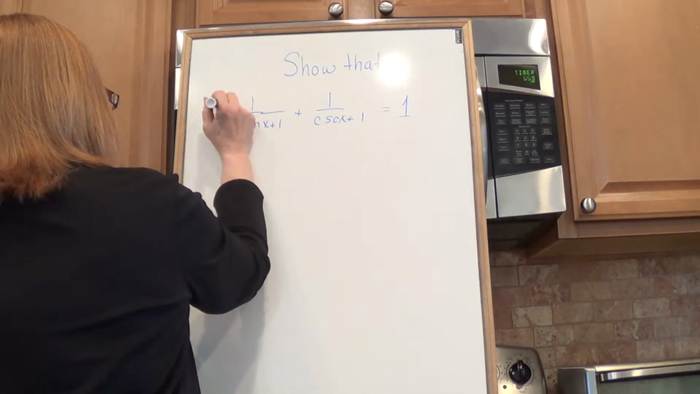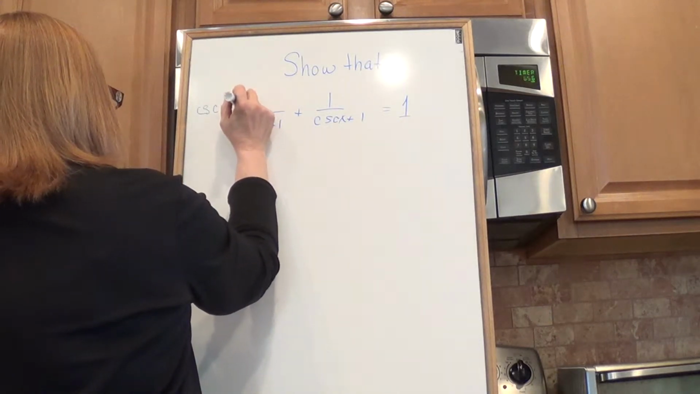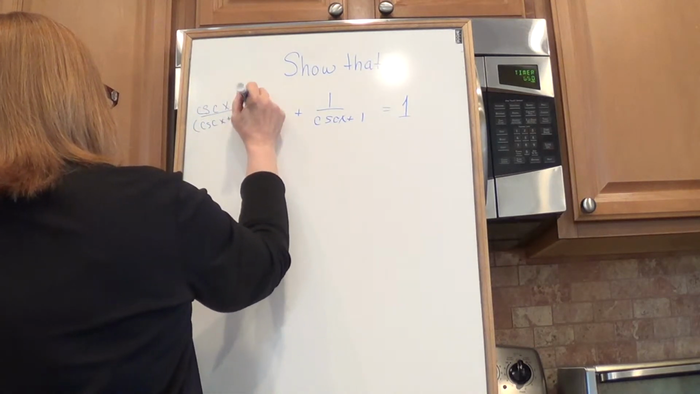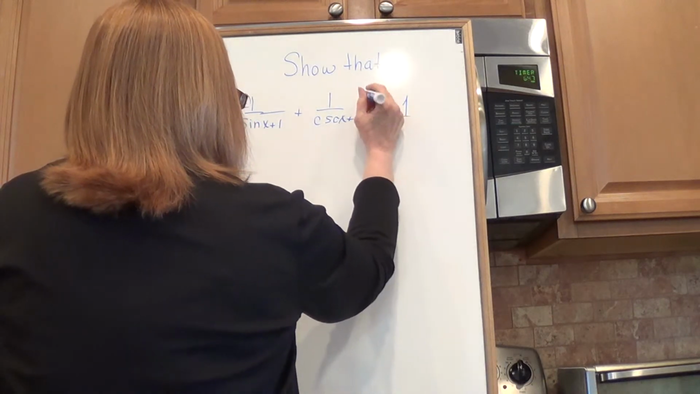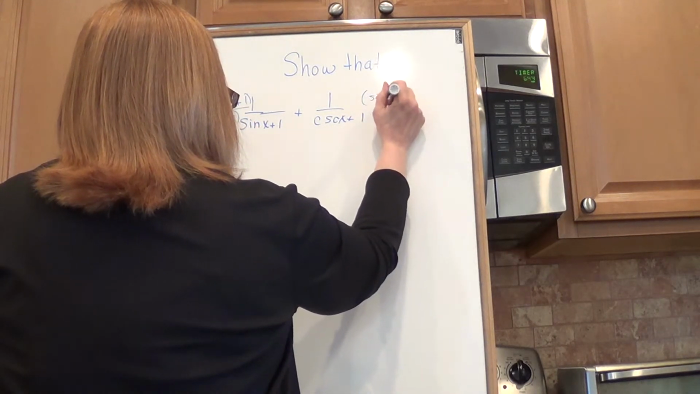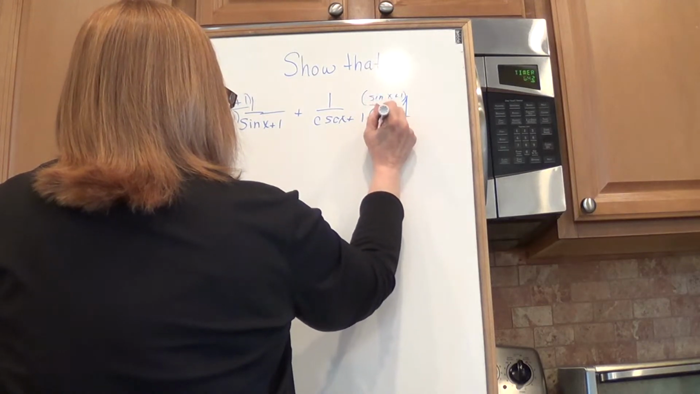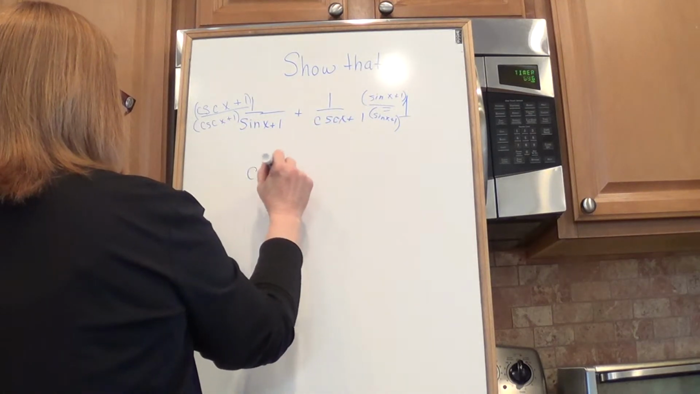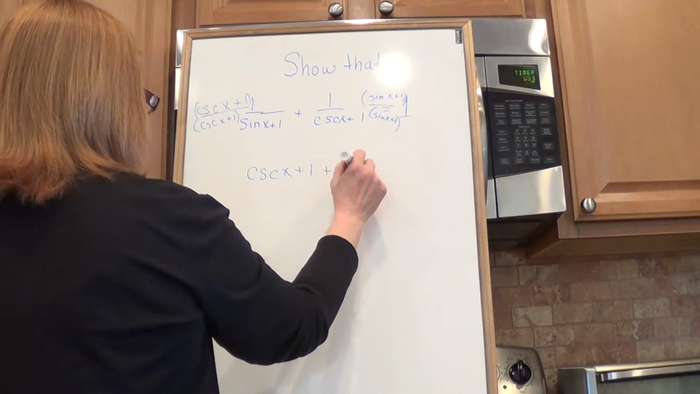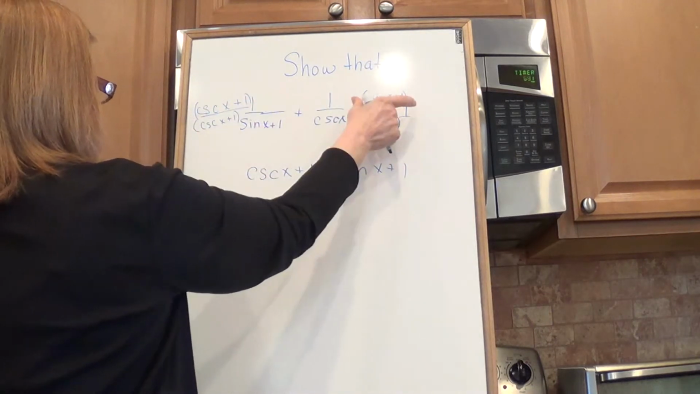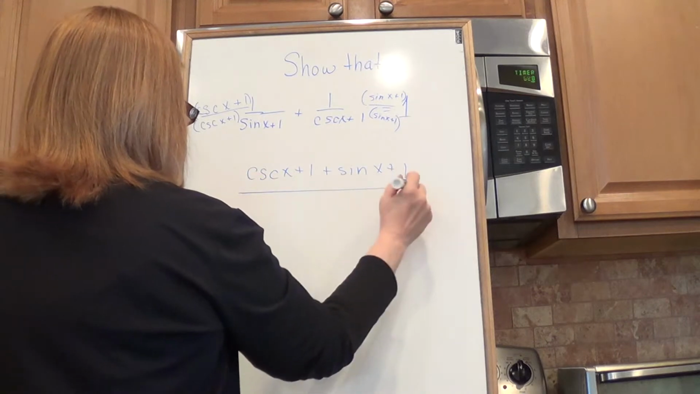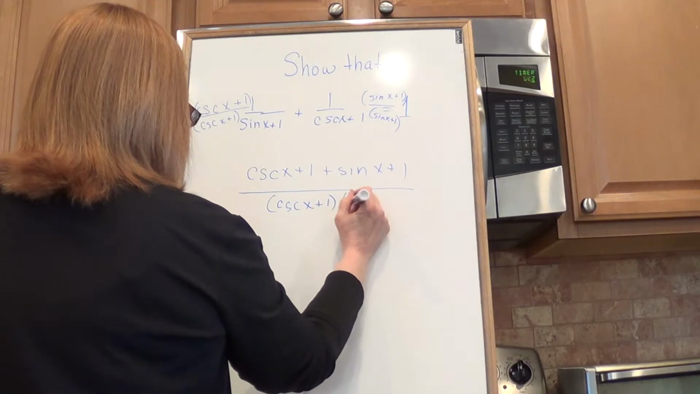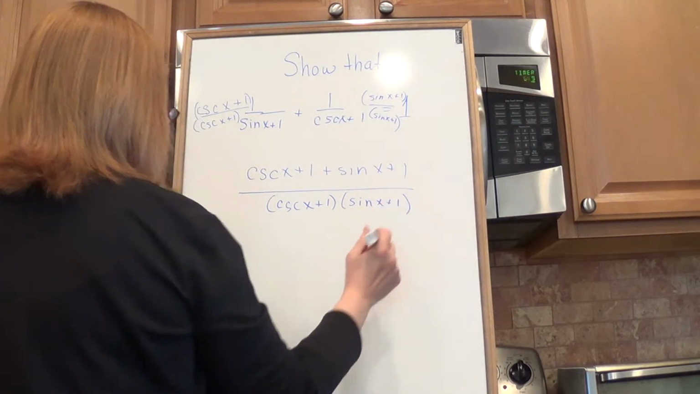So I'm going to give this the like denominator by multiplying it by cosecant x plus 1 over cosecant x plus 1. And this one I'm going to multiply by sine x plus 1 over sine x plus 1. And when I do that, the numerators become cosecant x plus 1 plus sine x plus 1. So I'm grabbing that and that plus sign. And then the bottom, we have cosecant x plus 1 times sine x plus 1 as the common denominator.